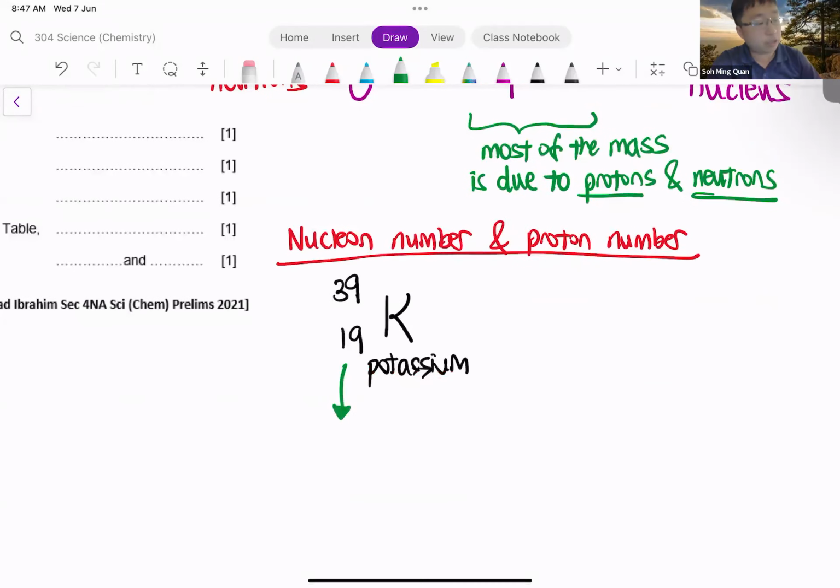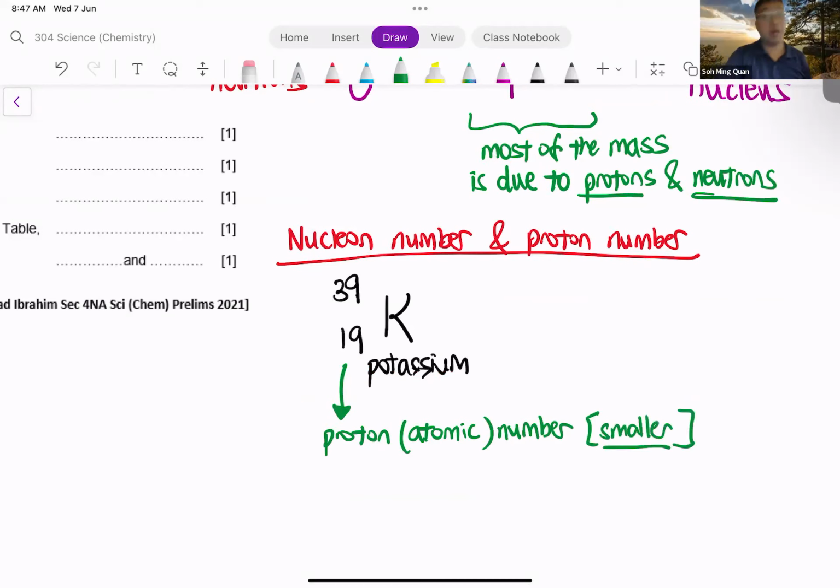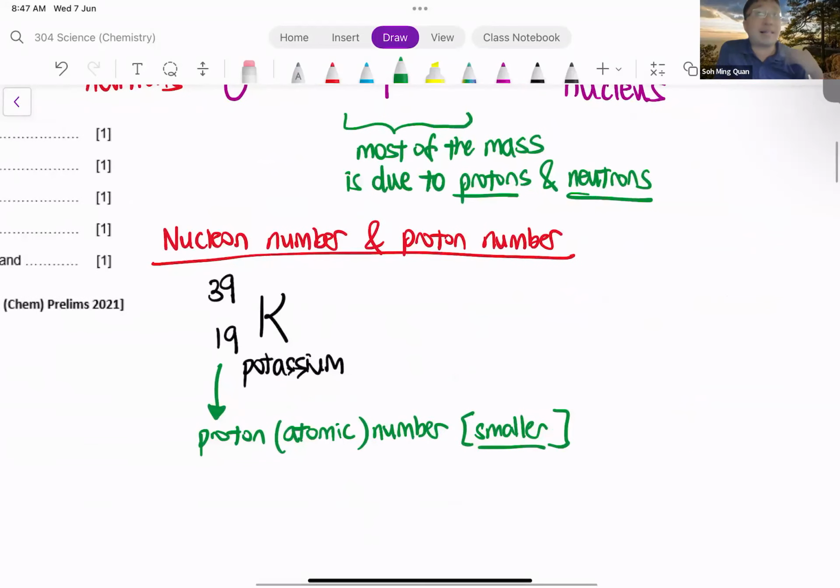So you need to know what these numbers mean. Quick revision: the smaller number is called the proton number or the atomic number. This is the smaller of the two numbers. Proton number and atomic number are the same thing. So what it means is that an atom of potassium has 19 protons, because the smaller number is 19.